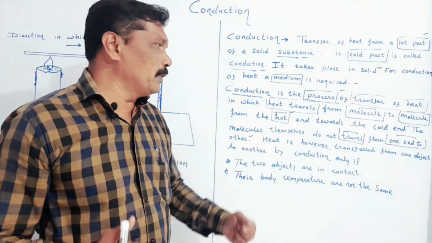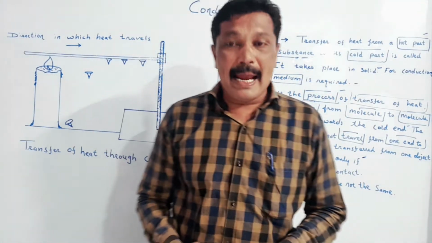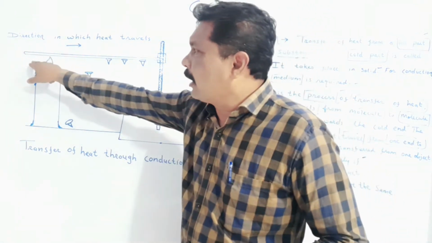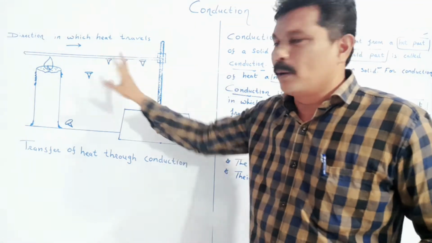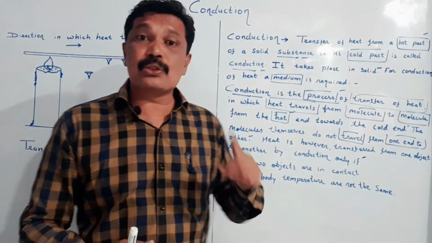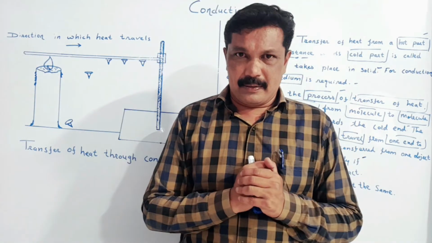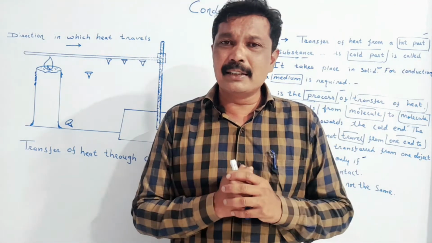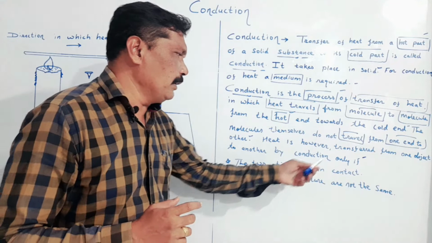Heat is however transferred from one object to another object by conduction also. My dear student, here we have seen transfer of heat from the hot end to the cold end in a solid, that is only one object. But transfer of heat can take place by this process called conduction from one object to another object. But there is a condition. What is this condition? We'll see. The objects are in contact.